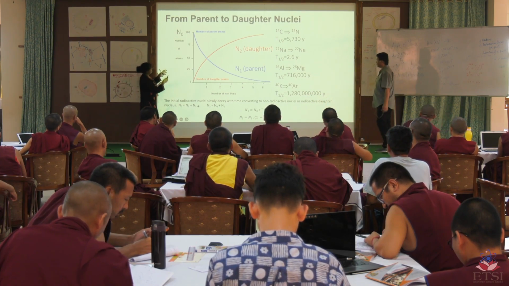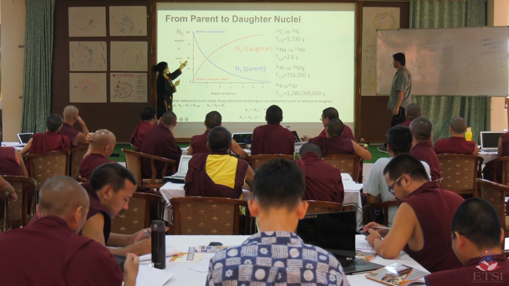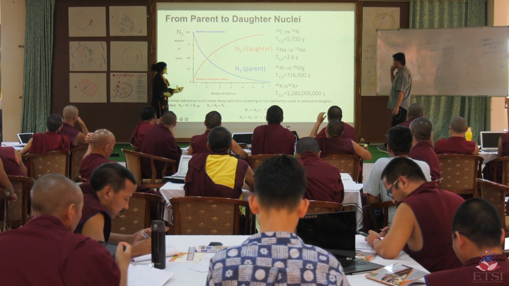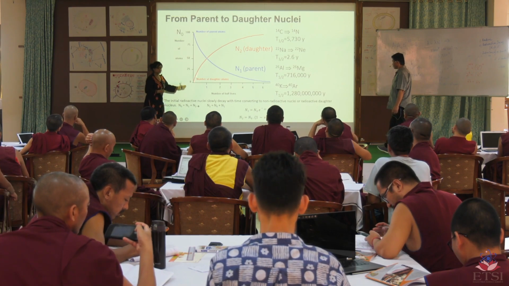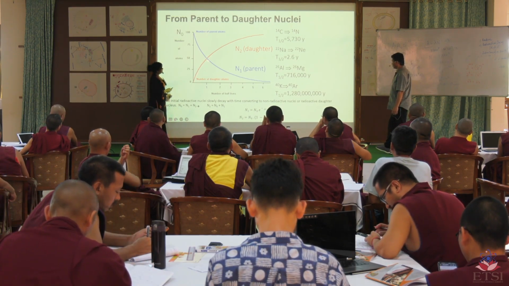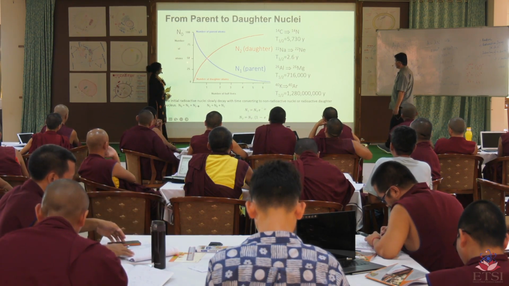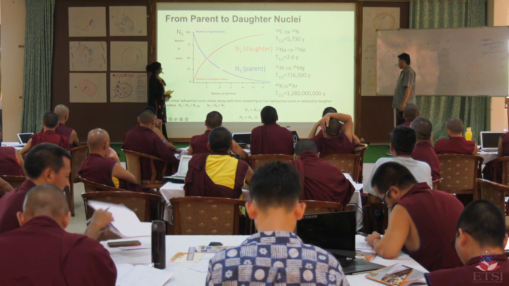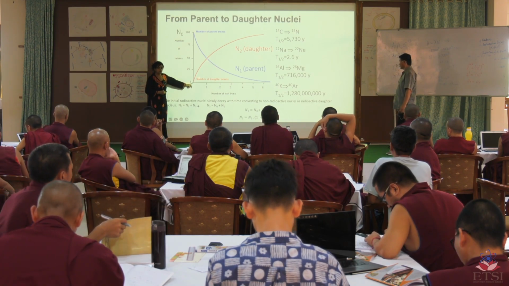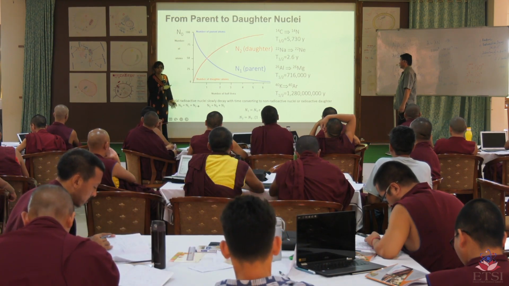So how you see is, okay, after one half-life, it has decreased from, let's say, 100% to 50%. Daughter has increased from 0% to 50%. After second half-life, the parent has decreased from 50 to half of 50, which is 25%. The daughter has increased to 50 plus 25, 75%.